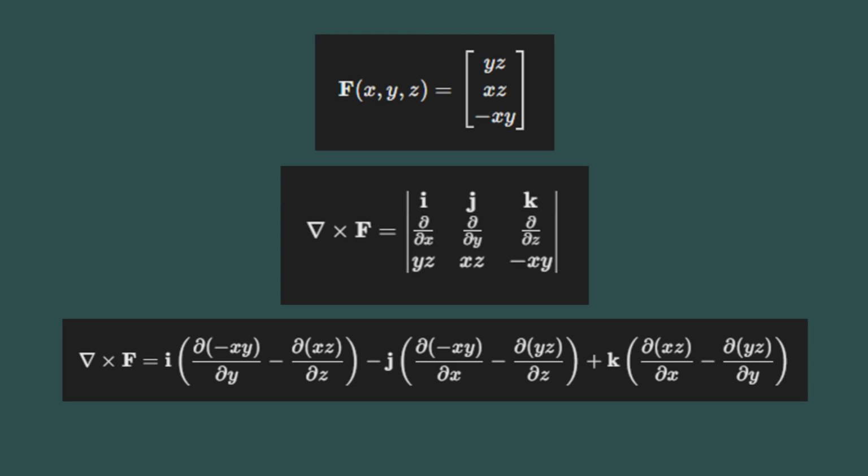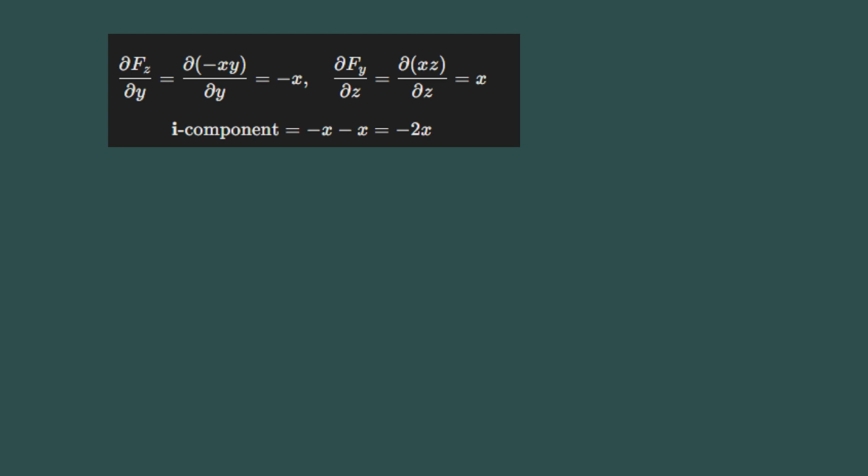Finally, we compute the k component, which is the partial derivative of the y component, x times z, with respect to x, minus the partial derivative of the x component, y times z, with respect to y. Let's evaluate these terms for our field. The i component involves differentiating negative x times y with respect to y, which gives negative x, and differentiating x times z with respect to z, which gives x. Subtracting these, the i component is negative 2 times x.